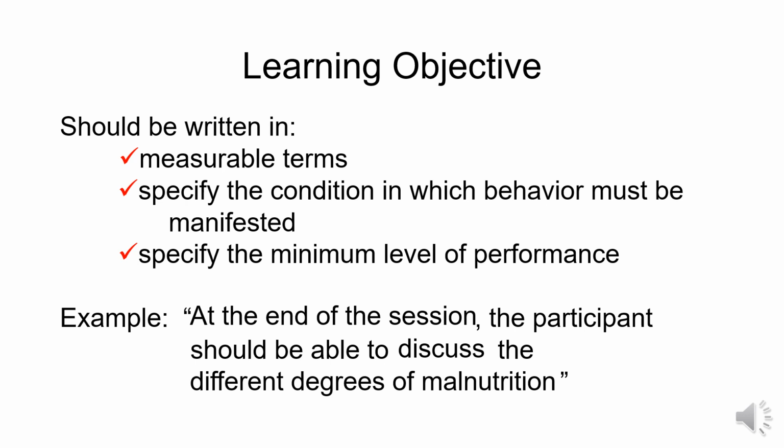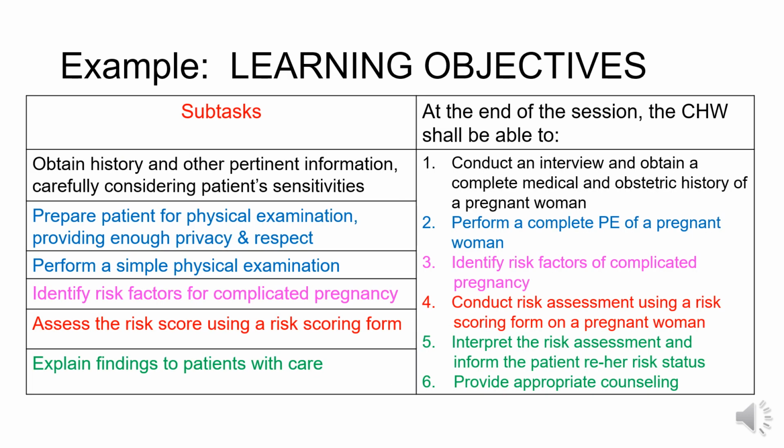For example, at the end of the session, the participants should be able to discuss the different degrees of malnutrition. Discuss is the action verb. At the end of the session is the condition, and different degrees of malnutrition is the minimum level of performance. So the learning objectives for the course correspond to the list of subtasks identified in the previous exercise.